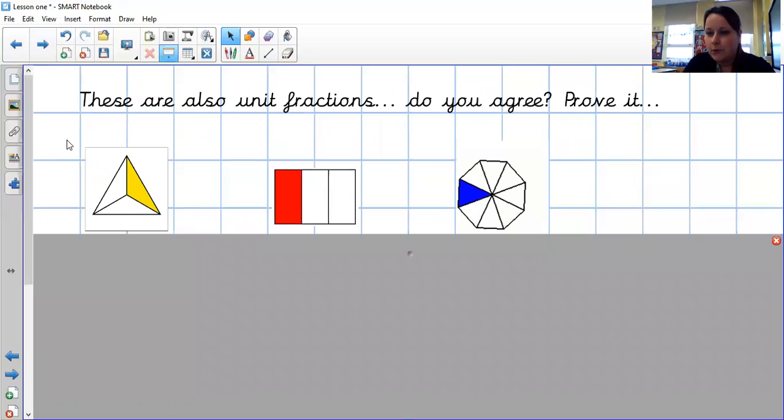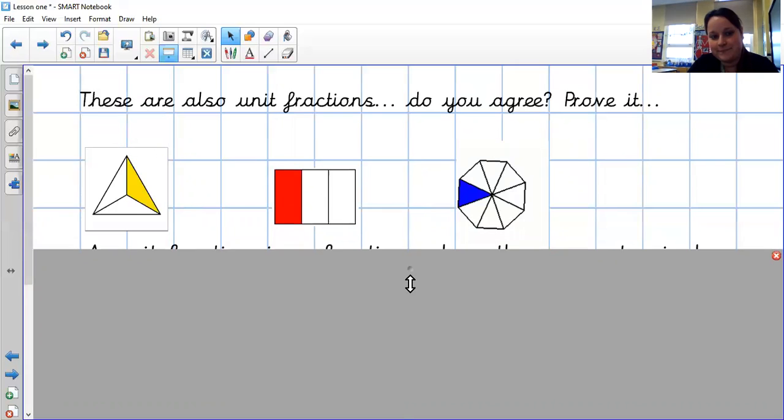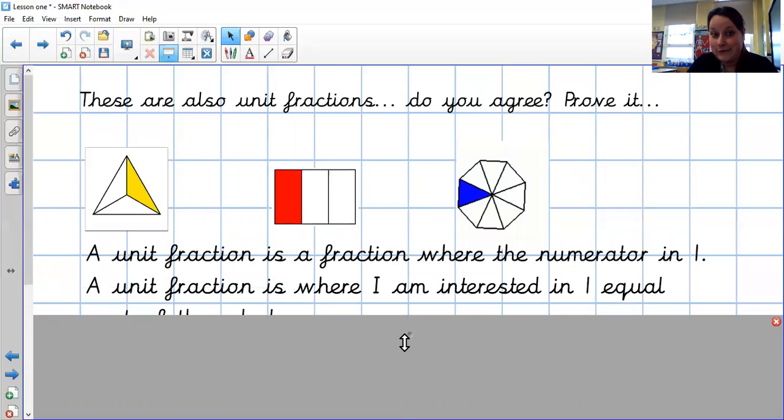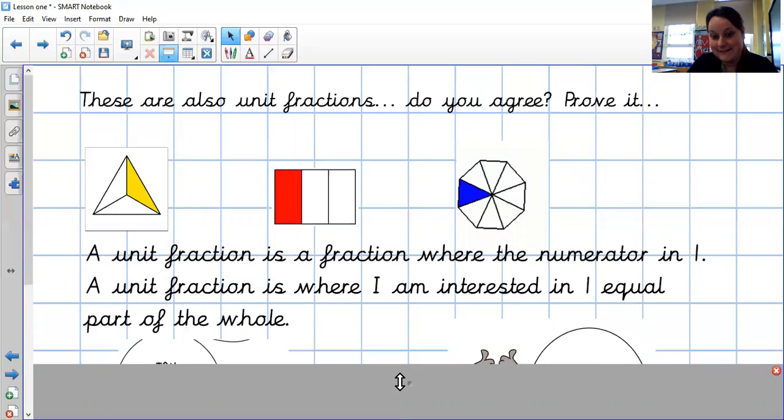Okay, these are also unit fractions. Do you agree? You might want to pause the video here, and if you've got someone next to you, perhaps you can have a discussion about whether you agree these are unit fractions or not, and try to use some of the language that I've just used. So think about using the language of numerator, equal parts and unit fraction. So these are all unit fractions, so hopefully you discussed that.